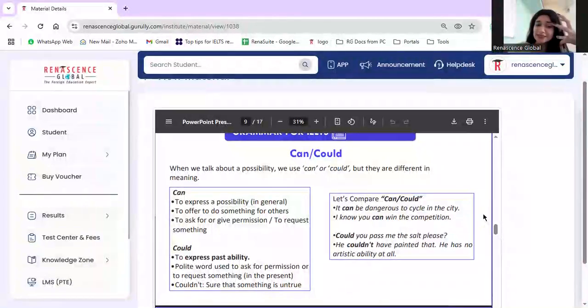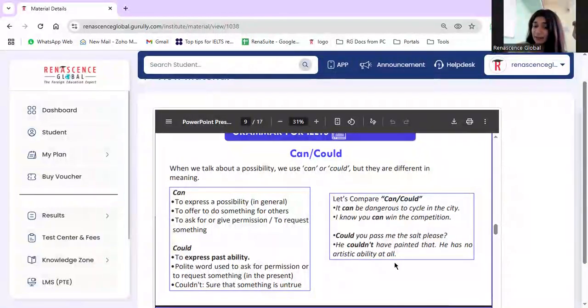Could is for expressing past ability, and a polite word to ask for permission. Now let's have a comparison between these two and understand it thoroughly. It can be dangerous to cycle in the city. I know you can win the competition, right? Can, to express possibility, to give permission. Could you pass me that salt, please?